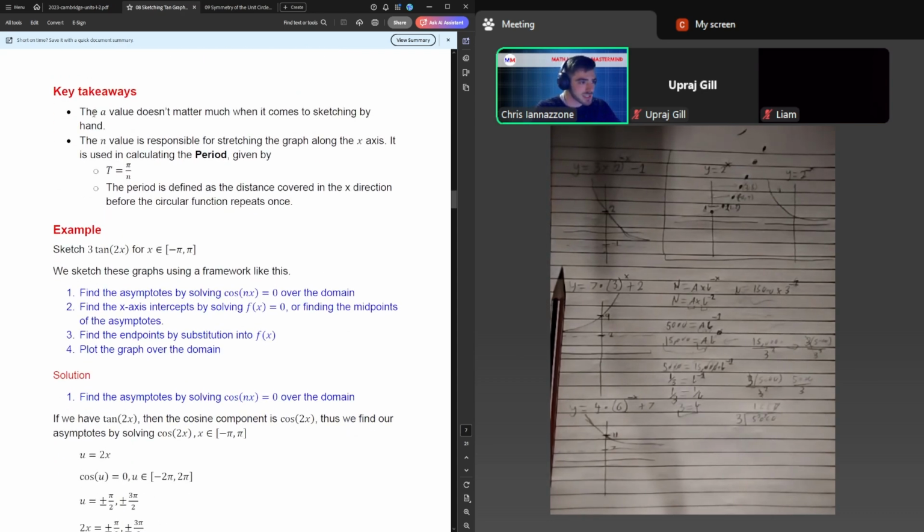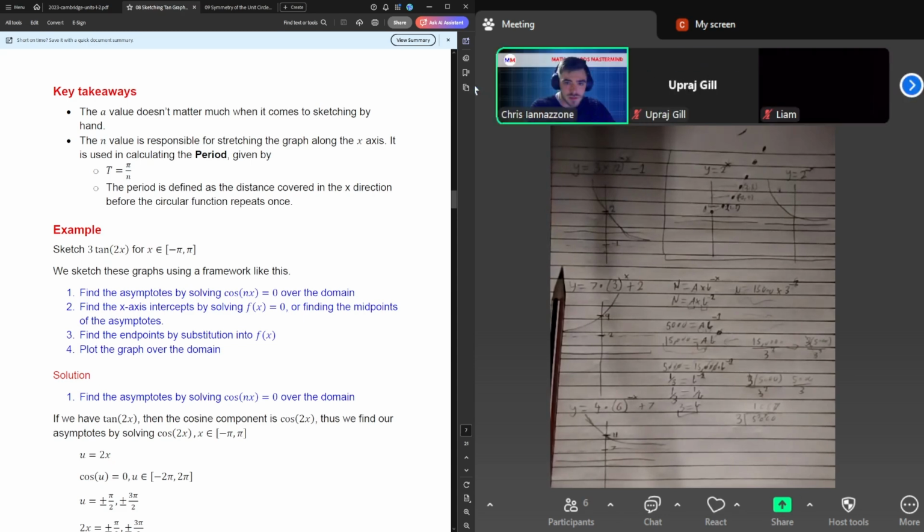But okay, so some key takeaways. You can pretty much just ignore whatever's at the front. It doesn't really change how you draw the shape. It might change where some of the key features are located, but not how you calculate them. So for all intents and purposes, it doesn't really drive decision making.